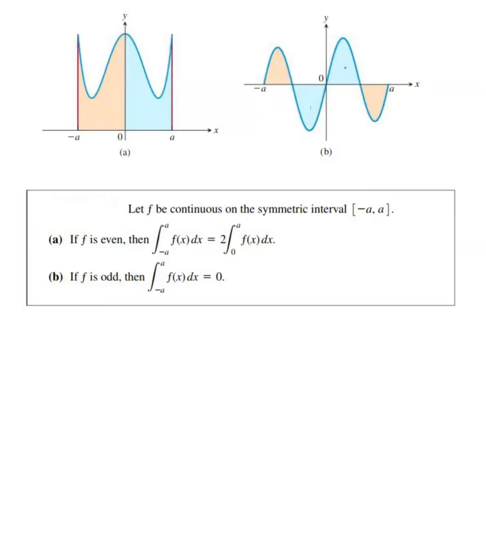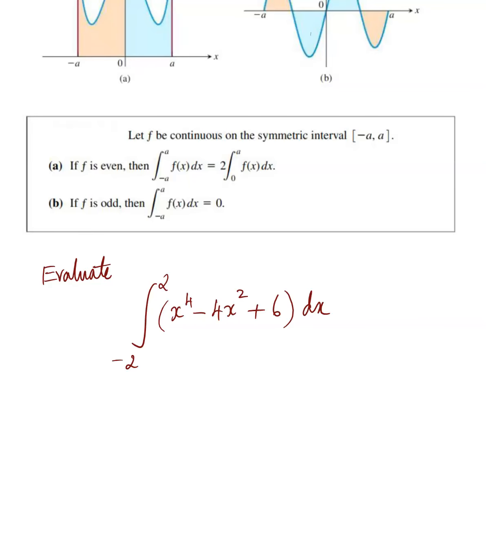Say you had an example like this: evaluate the integral from negative 2 to 2 of x to the power 4 minus 4x squared plus 6, dx. Well, you can go ahead and do the regular integration. You just do x to the power 4 plus 1 over 4 plus 1, minus 4x to the power 2 plus 1 over 2 plus 1, plus 6x. Then you apply the limits from negative 2 to 2, top limit minus the bottom limit. You can do that, or you could test this for symmetry and use one of these rules.